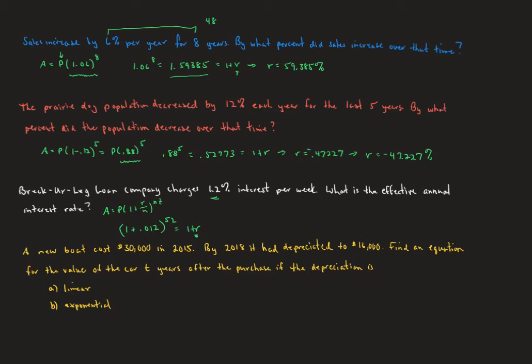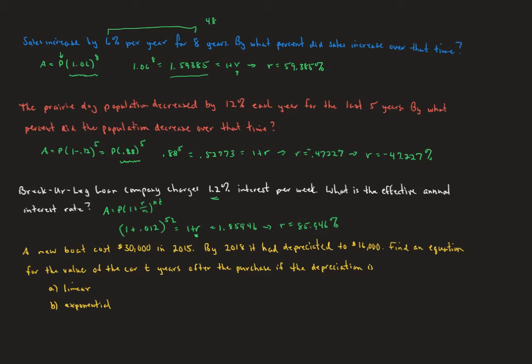So 1.012 raised to the 52, I'm getting 1.85946. So if we subtract off the 1, that's telling us that we actually were charged 85.946% in a year. Not a very good deal there. You want to pay that one off quick.